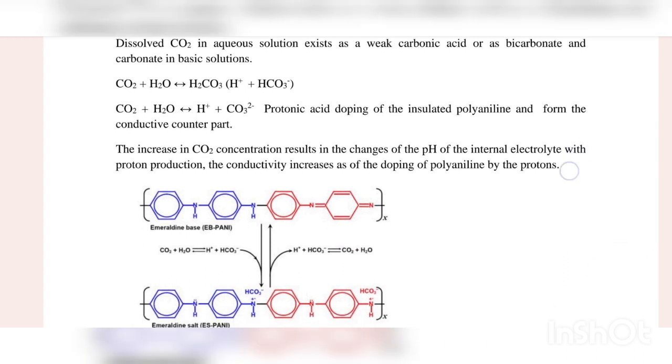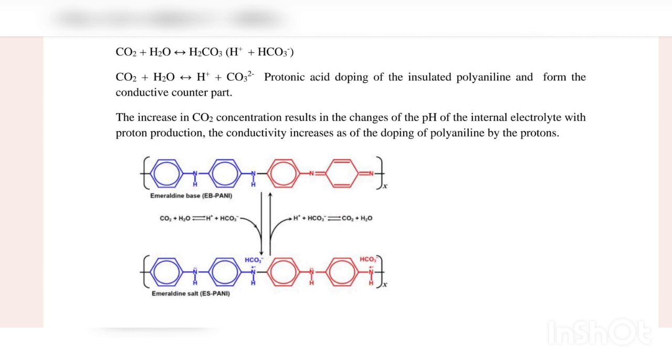So what happens, the reaction is given here. The first topmost portion is emeraldine base polyaniline. When CO2 plus H2O combines, it forms H+ plus HCO3-. On the left side, addition of HCO3- occurs. Then what happened? The emeraldine salt, ES polyaniline, is formed. So it converts from the original.